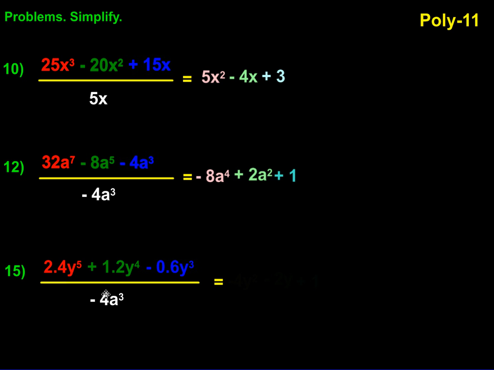For number 15, we're going to take negative 4a to the third and divide it by each of these terms. If we divide 2.4y to the fifth by negative 4a to the third, we get negative 4y to the second. If we divide positive 1.2y to the fourth, we get negative 2y. And if we divide negative 0.6y to the third, we get positive 1.